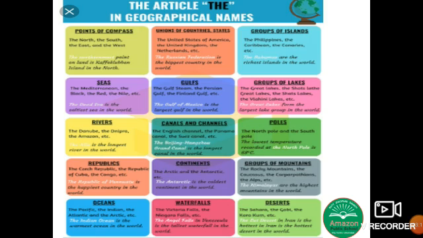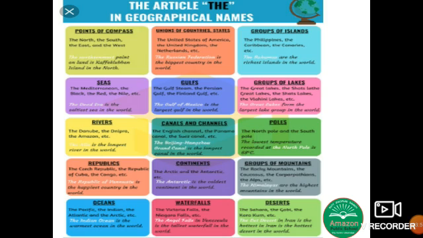Now let's see the article the, that is your definite article. There are many rules for the definite article. For example, if a word is specific, you use the. If you generally ask for a phone, you can say I need a phone. But if you are asking for a particular phone which is placed somewhere, or is in somebody's hand, then you have to use the. For example, I want the phone which is on the table. Since it is particular, I'm using the.